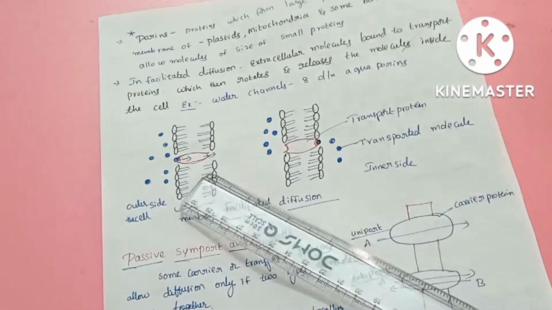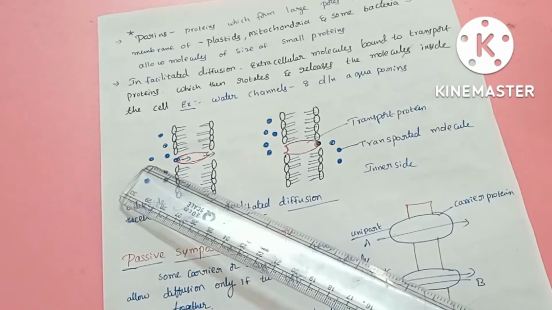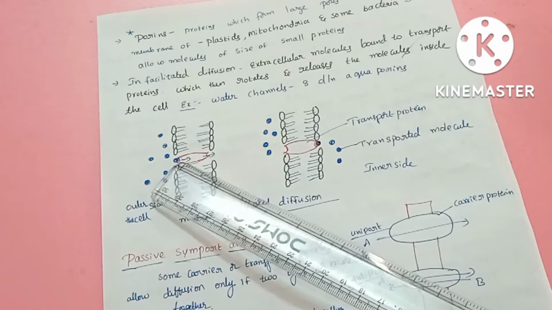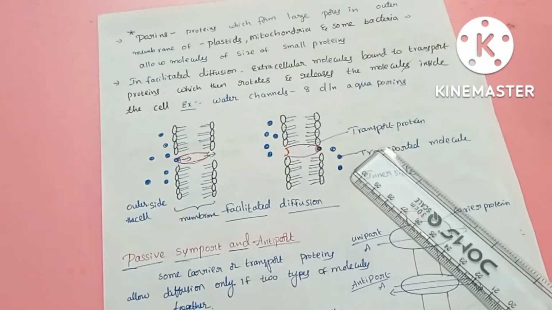This is the plasma membrane with transport proteins. Here, these transport proteins allow the passage of the molecules through them. And here the molecules enter inside the plasma membrane.